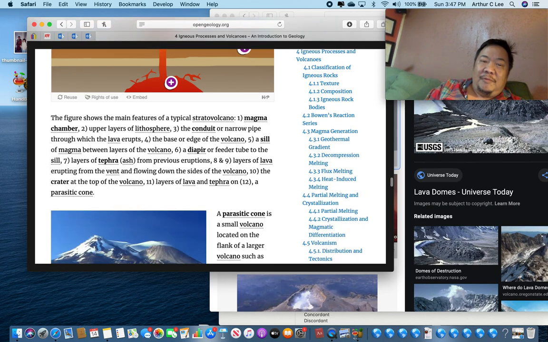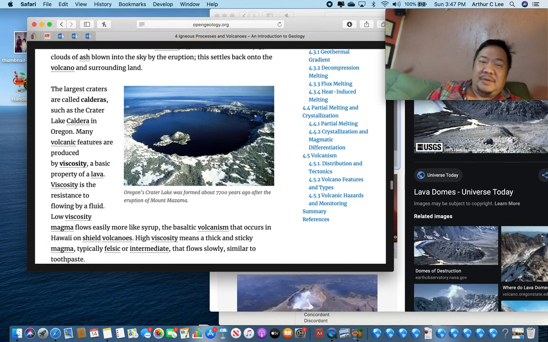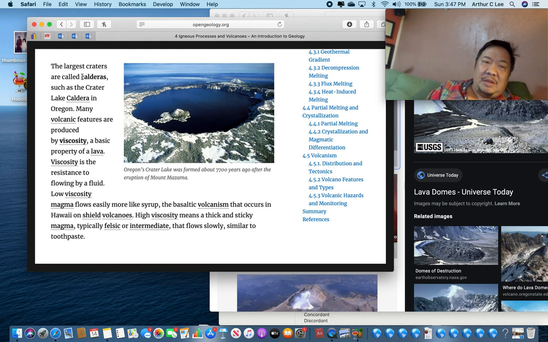Whatever you do, don't forget, composite volcanoes form from felsic lava. That's why they're so explosive. And here's the next thing we want to learn about, a caldera. C-A-L-D-E-R-A. What is a caldera?